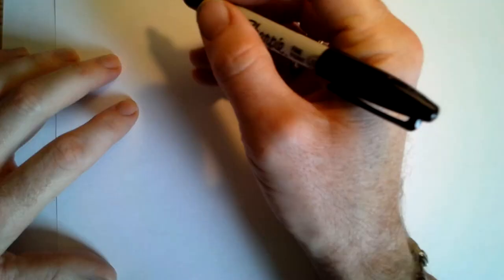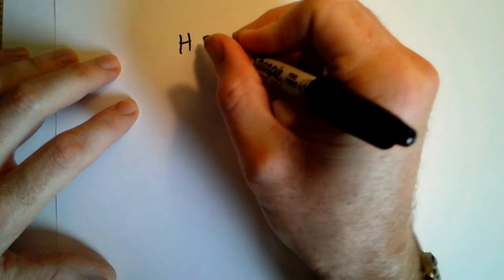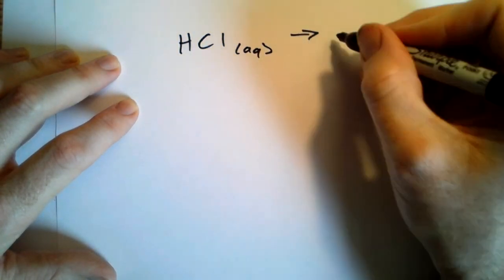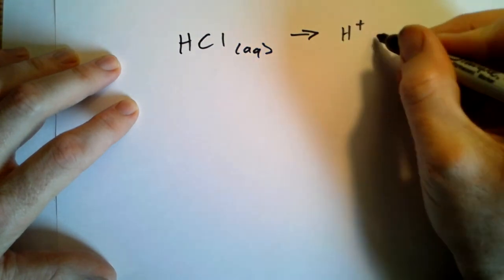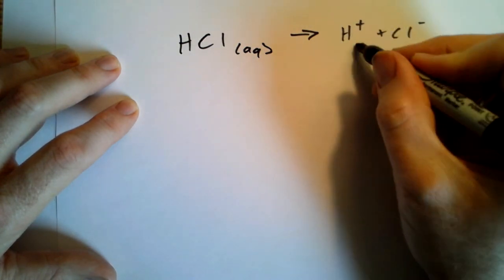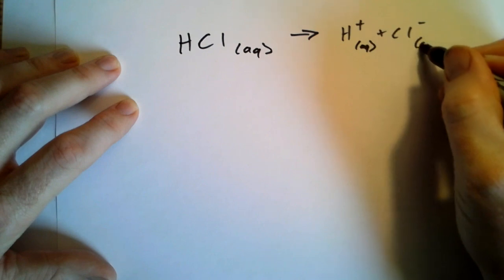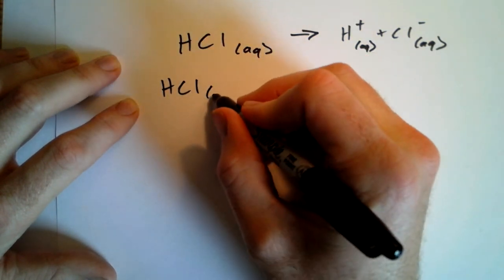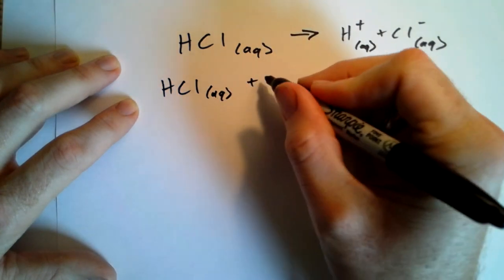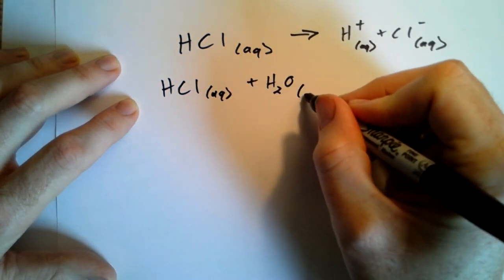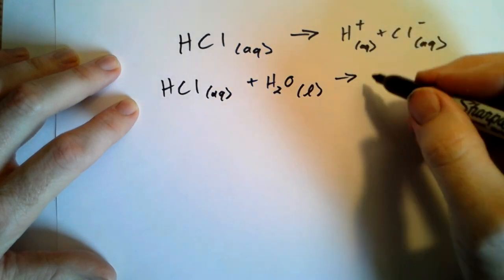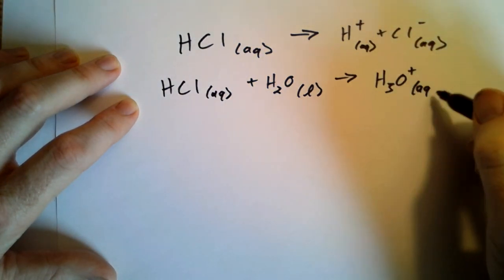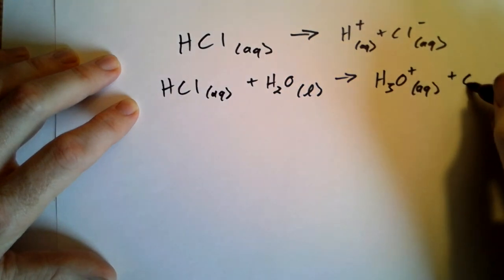So if I was to write out HCl as aqueous, I could spread it out into H plus and Cl minus, both of those aqueous. Or I could have HCl aqueous added to water, and you remember that water is a liquid. And we can make H3O plus and Cl minus.